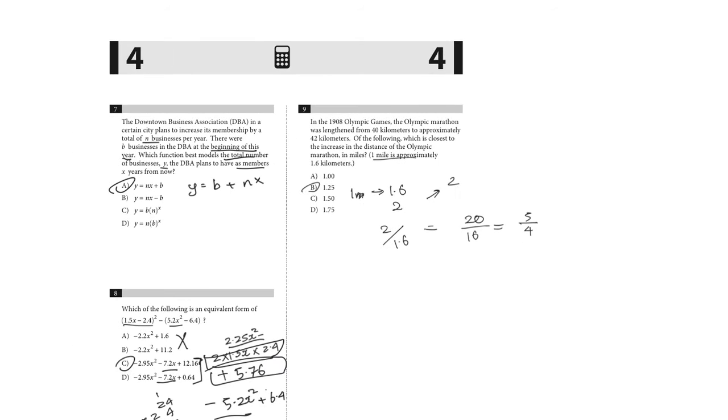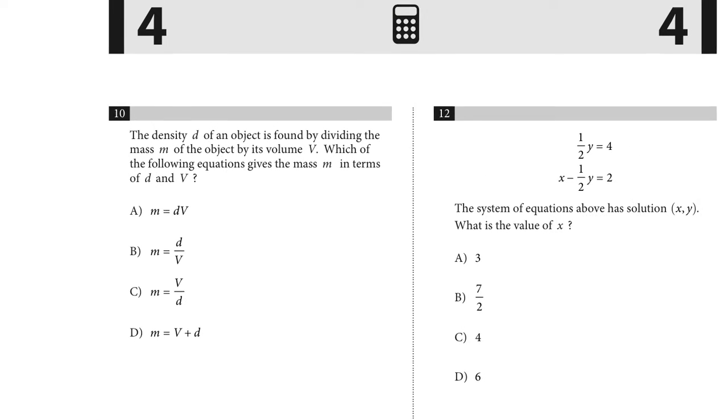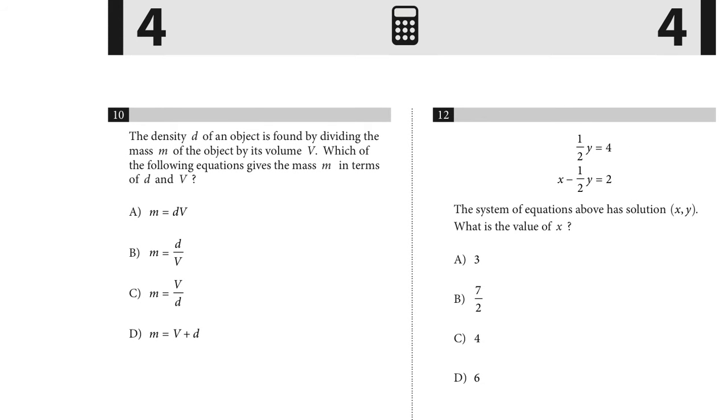Okay, so we're done with this page. Alright, this page is giving us the density of an object is found by dividing the mass by its volume. We probably already know that. Which of the following equations gives the mass in terms of d and v? Mass in terms of d and v. Alright, so we got dv, this one, right?